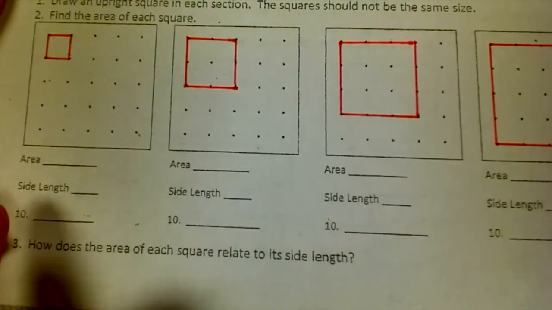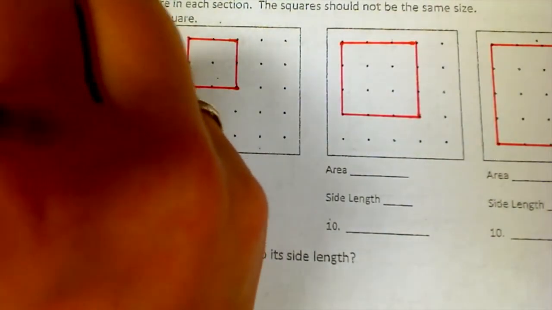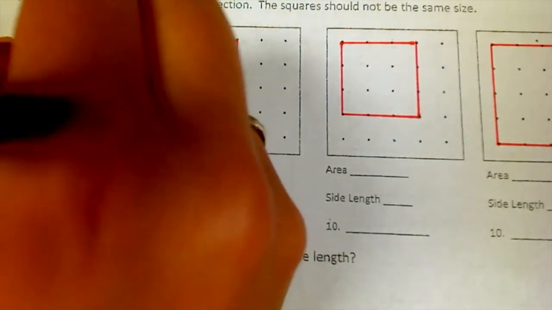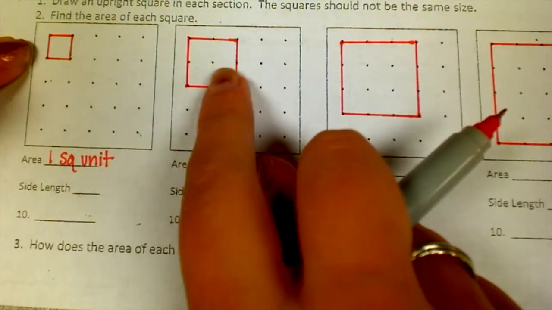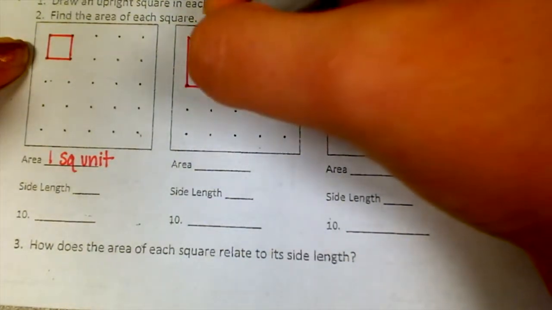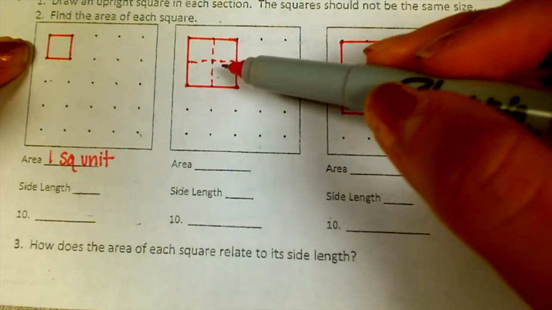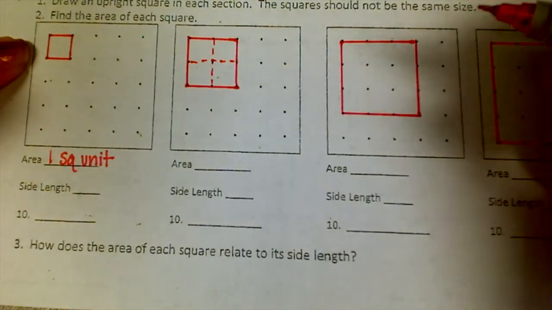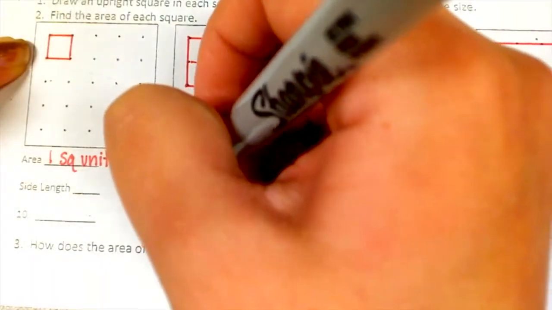Now it wants us to find the area of each square. So what is the area of the first square? It is 1 square unit. So area is how many of those little squares can fit into the larger red square. I like to put these dashed lines so I can see clearly. What is the area of the second square? It would be 4 square units.